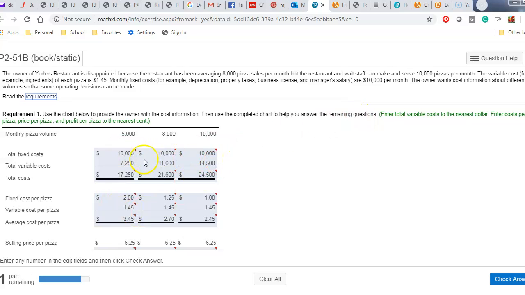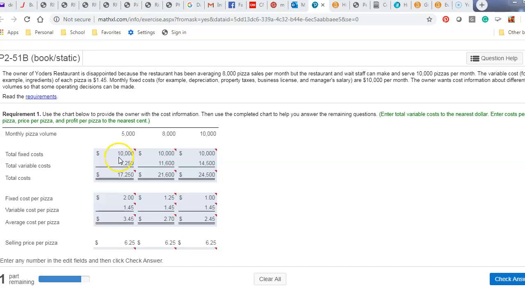Let's just complete the chart. The monthly pizza volume. Now, let me see. I'm looking at this little document here, and I'm trying to make certain that I get all of this right. If they make 8,000 pizzas a month, but the restaurant can do 10,000 a month, we want to know what the variable costs are, and we want to be able to determine what the fixed costs are. So, now thinking about that, let's see why the answers that you provided were not correct.